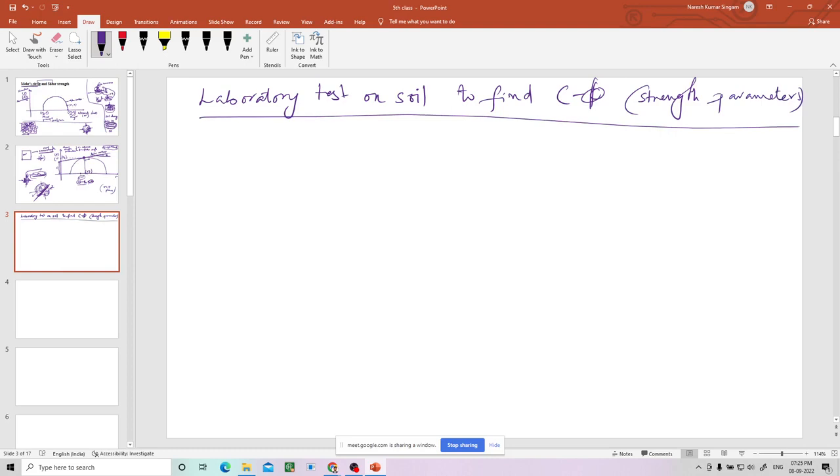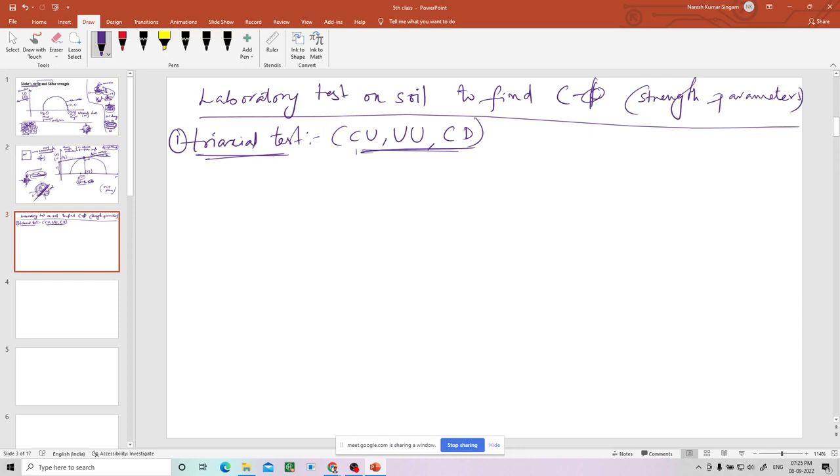One of them is the triaxial test. There are different types of triaxial tests available: CU, UU, CD, like that. One is consolidated undrained, unconsolidated undrained. We'll come to this part later.